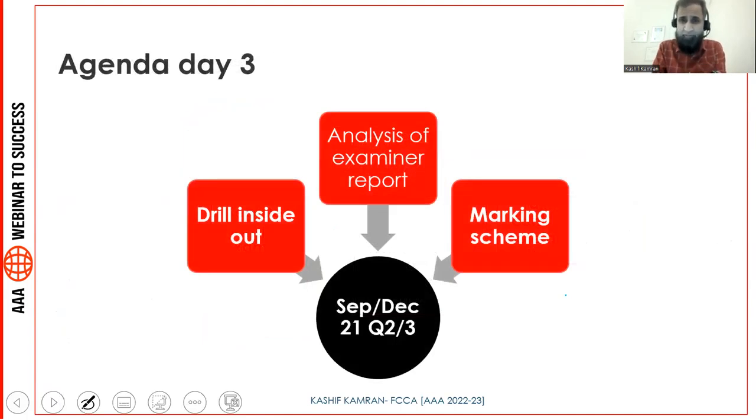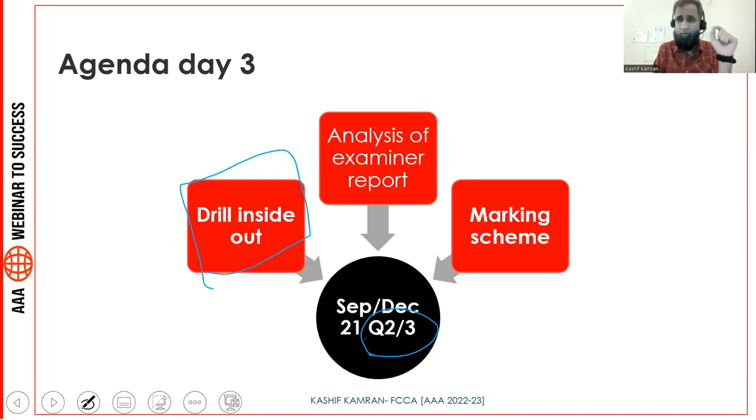This is the agenda for day 3: a drill inside out of question number 2 and question number 3. We will be doing a drill again within the constraints of time. Not every part of the section B question will be possible to do in the live session, but as much as possible, I will be guiding you.